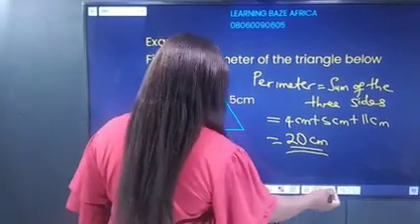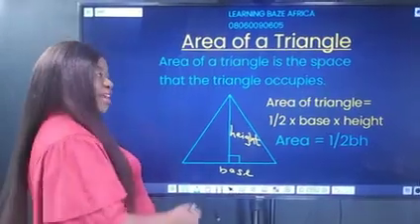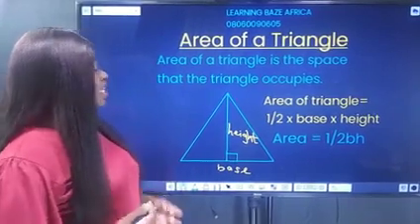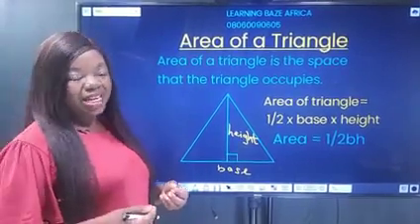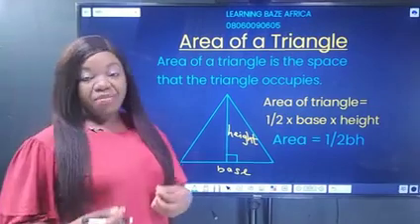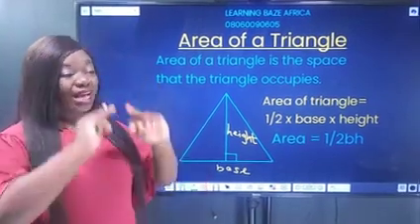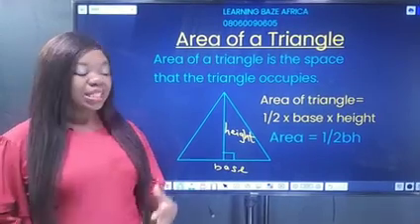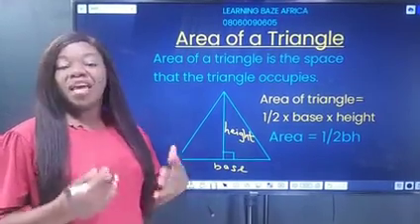Now let's move on and talk about the area of a triangle. The area of a triangle is the space that the triangle occupies. Now the difference between area and perimeter is this: the perimeter calculates the boundaries of the shape, while the area calculates the space that the shape is occupying.